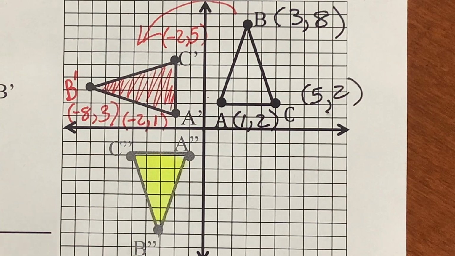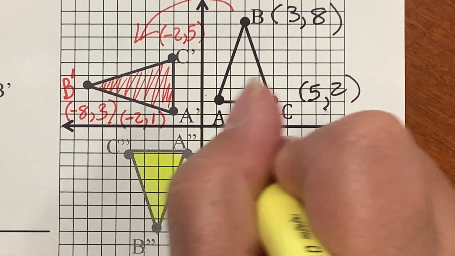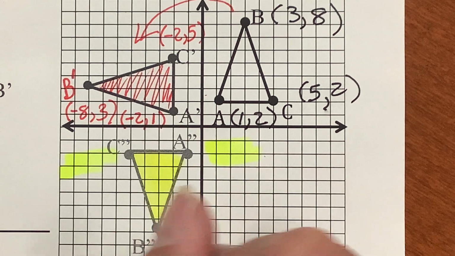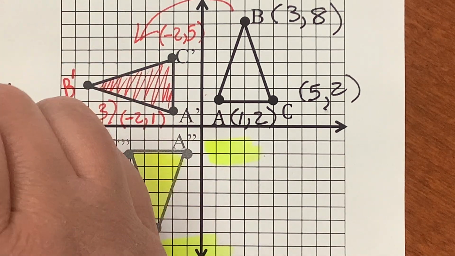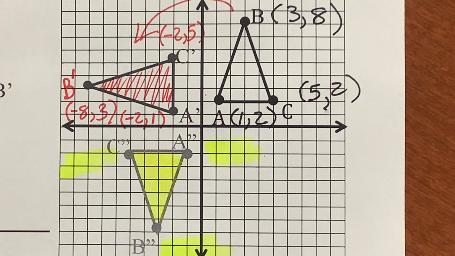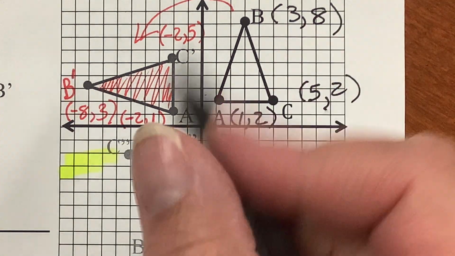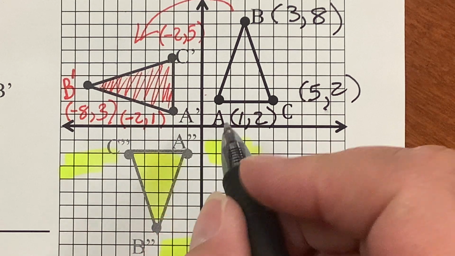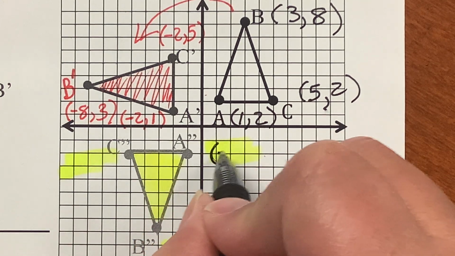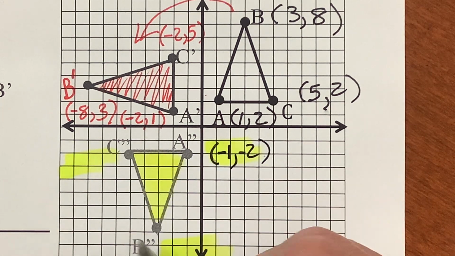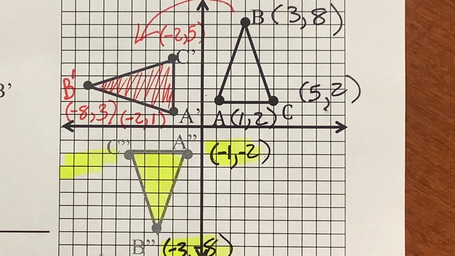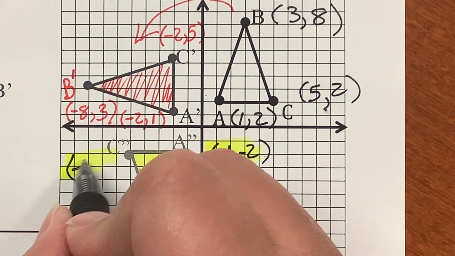All right. Now back down here, let's just put highlights around where the new coordinates are going to be. That way it's easier to see. So A double prime is at -1, -2. And B double prime is at -3, -8. And C double prime is at -5, -2.